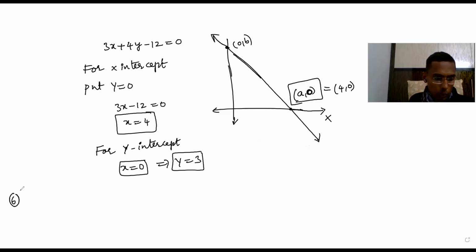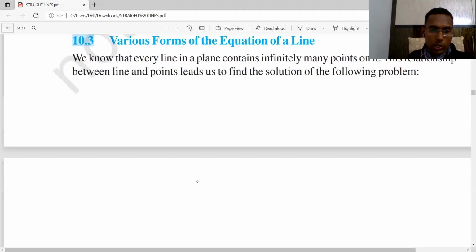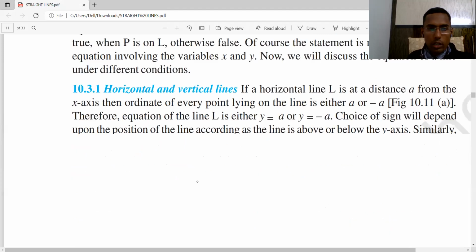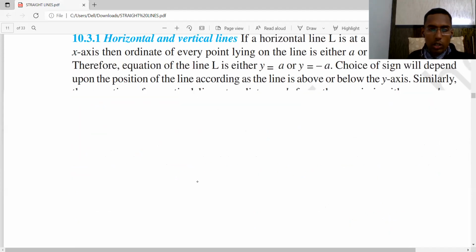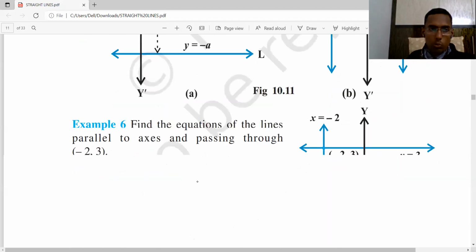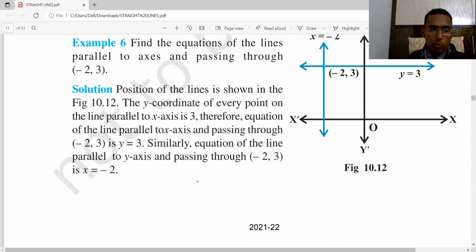Okay, one more form is there. We'll see if an exercise is there here. So, various forms of straight line. Here in this, I explained horizontal and vertical lines, and with respect to slope also I explained. See, here some questions are there.